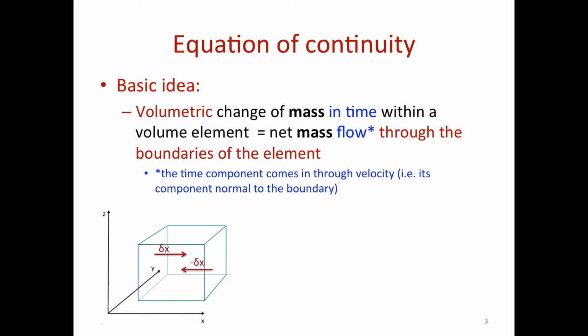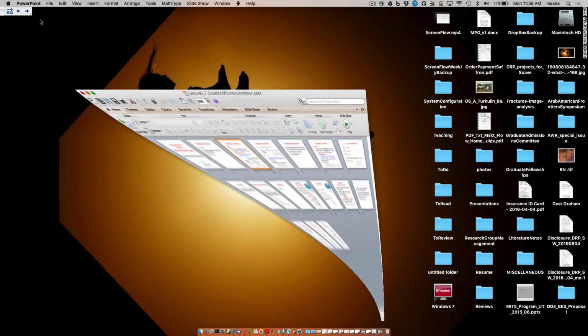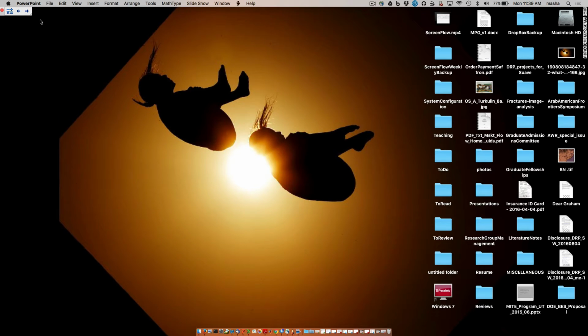And when I think about flow, this time component is actually going to go through velocity. So what comes into my element is rho times v, where v is the velocity of the fluid and rho is the density of the fluid. So that's what's carried in. All right, so the rest we'll do in writing, because when I write, I'm slower. And that's a good thing.